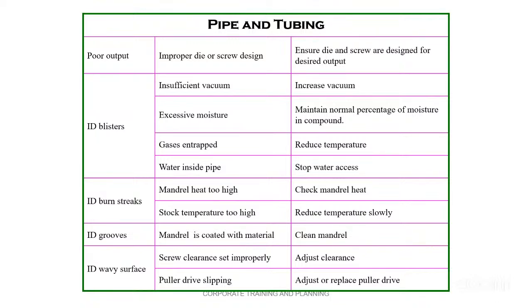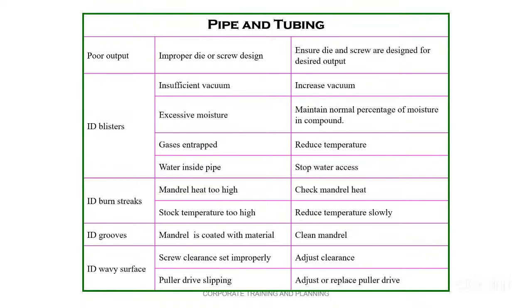The inside diameter has burn streaks. There are burn marks inside the diameter of the pipe. Mandrel heat too high. Whatever extended mandrel we are using may be heated, and that heat may be very high. Then check the mandrel heat. Stock temperature too high. Therefore, see the barrel temperature, see the initial temperature, then reduce the temperature slowly.